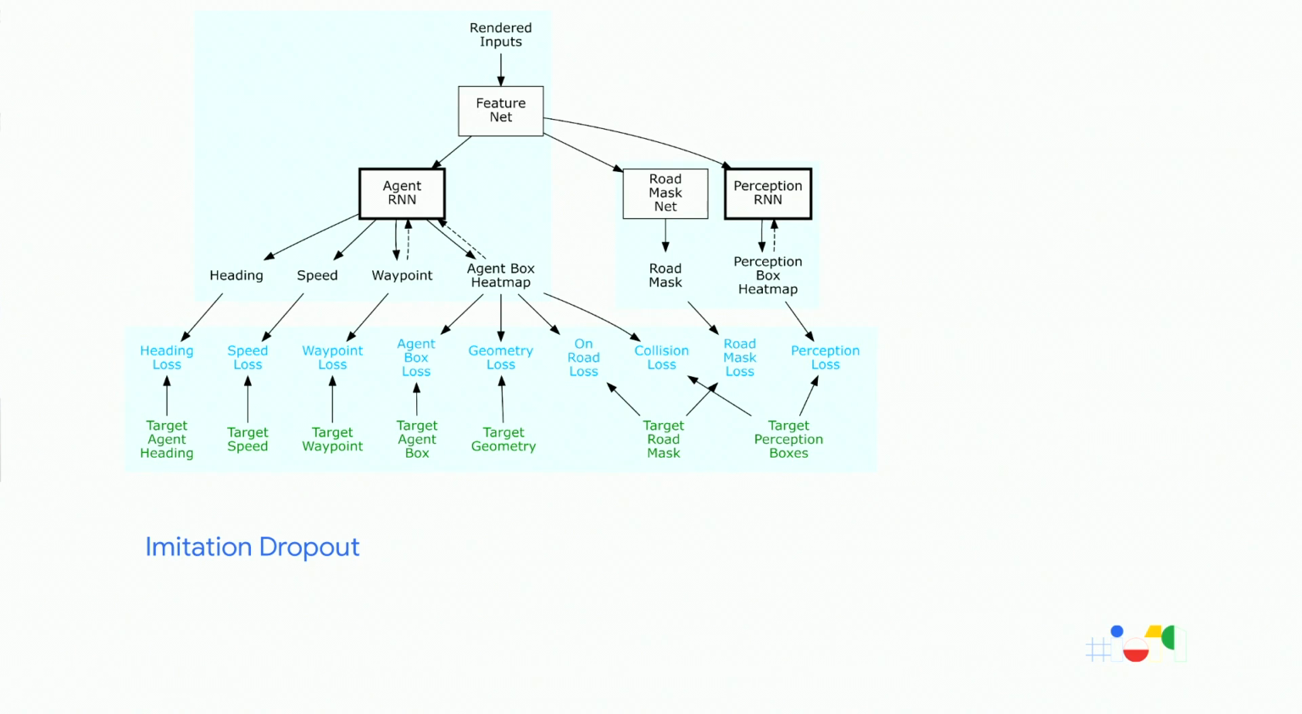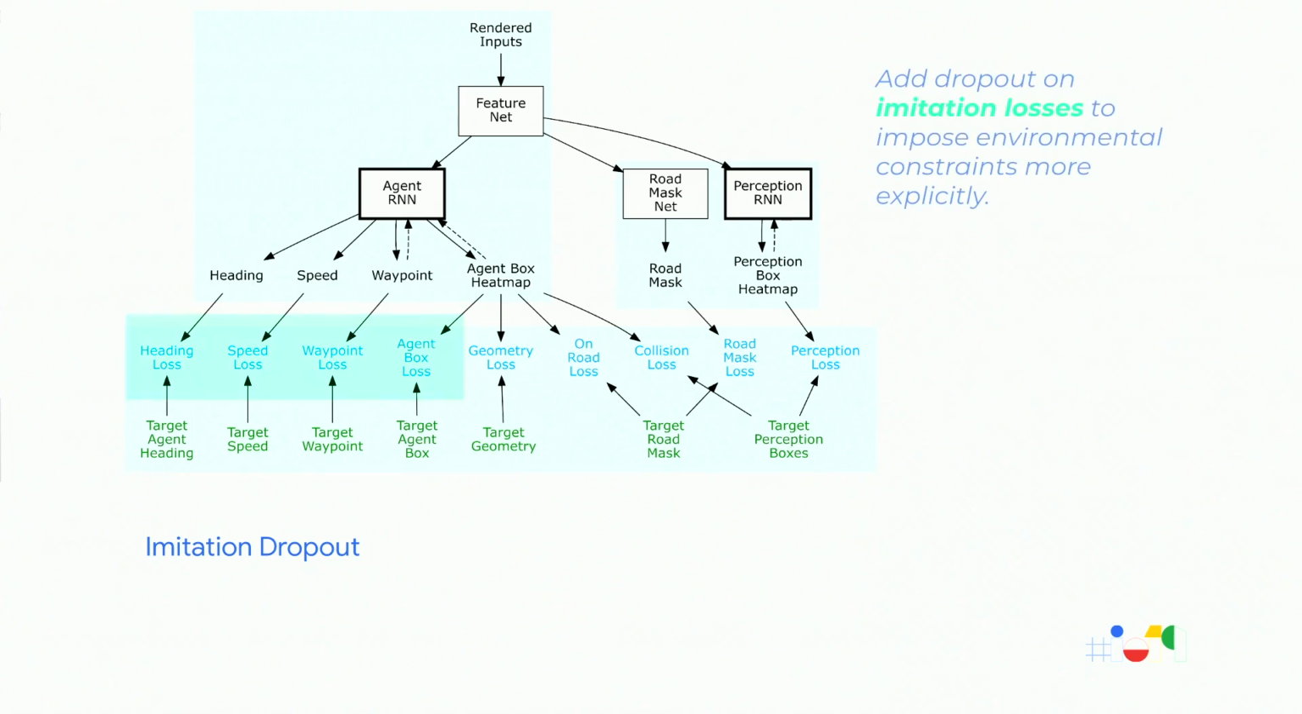The final piece of the puzzle that I'm going to talk about is called imitation dropout. If you focus on the losses that we added, which are in the green box here, these are all meant to imitate what exactly the agent did in the log data. In essence, these are all imitation losses. All the other losses that you see here are meant to just test or infer how exactly the agent is coordinating with the rest of the environment.